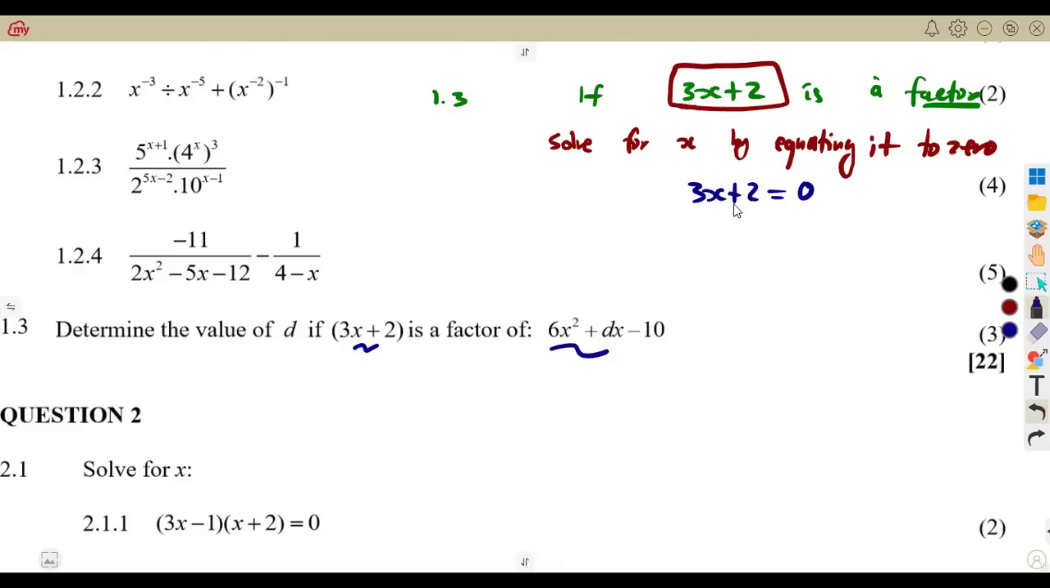This is your grade 9 mathematics. Take your negative 2 to the other side. Divide by 3. Divide by 3. So x is equal to what? Minus 2 over 3. You have solved for x.